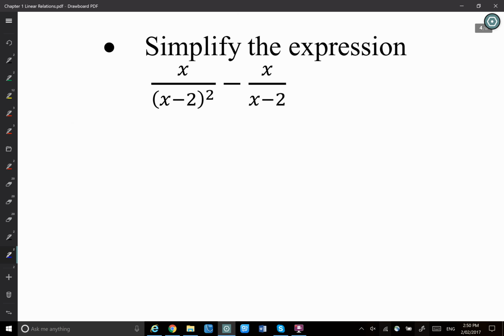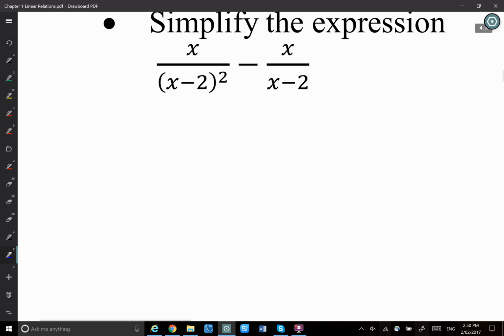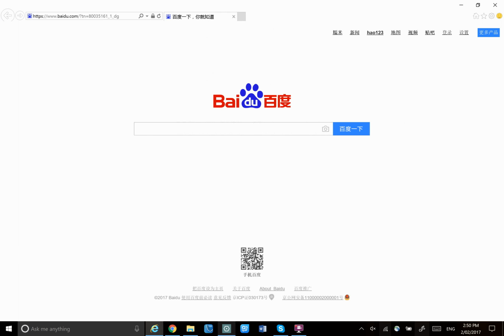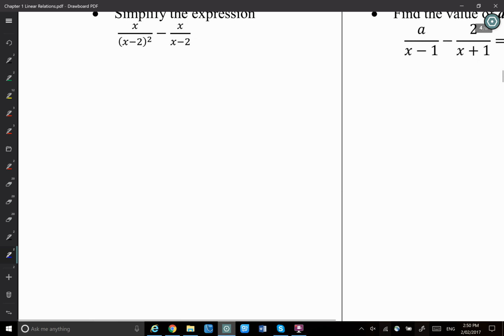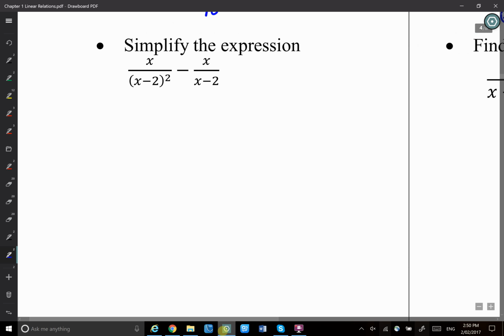Okay, what's the common denominator you find for this one? x minus 2 squared. Okay, you're not doing x minus 2 cubed because square is enough. That is the lowest common denominator. So we can keep the first one.